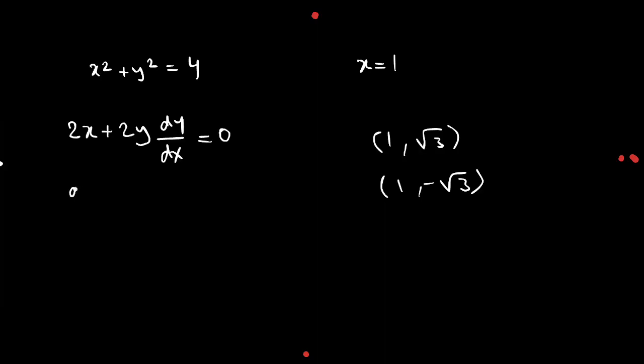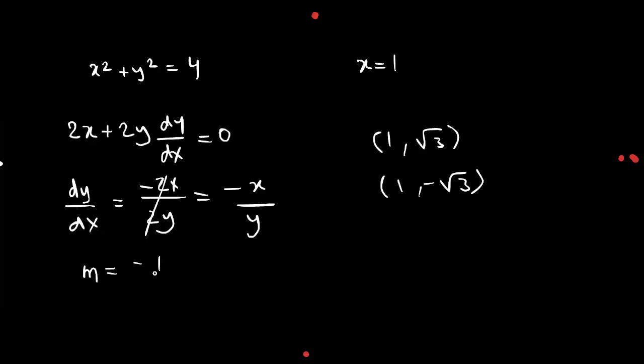Next, we isolate for dy/dx. So dy/dx is equal to minus 2x divided by 2y, right? The 2's cancel, so we just get minus x over y. This is what we then plug our x and y values into. Plugging in 1 and root 3 gives us a slope of -1 over root 3. We call this m1. The slope for the second tangent line would just be positive 1 over root 3.